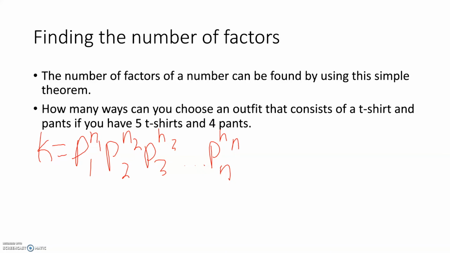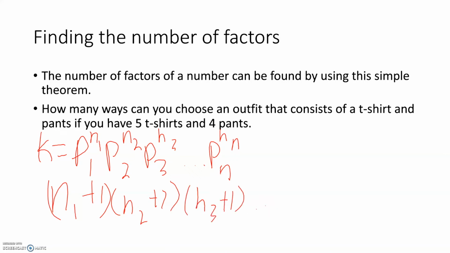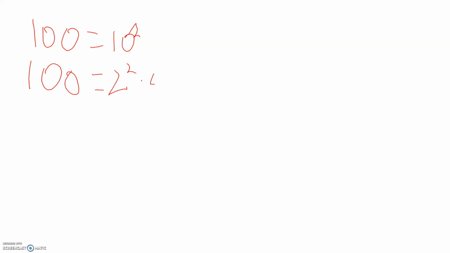So now the theorem states that the number of factors is just n sub 1 plus 1 times n sub 2 plus 1 times n sub 3 plus 1 times, up to, n sub n plus 1. So now we'll use an example. We'll try to find the number of factors in 100. So 100 we know is just 10 squared, and 10 is equal to 2 times 5. So 100 is essentially just equal to 2 squared times 5 squared.